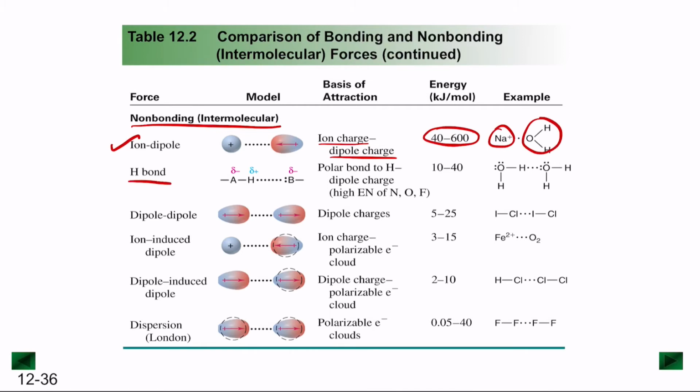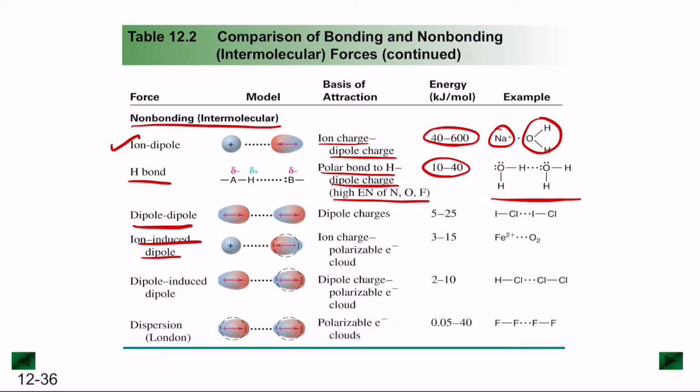Next we have hydrogen bonds. Hydrogen bonds arise from a polar bond to hydrogen and a dipole charge, involving highly electronegative elements: nitrogen, oxygen, and fluorine. They generally range from 10 to 40 and are generally found in polar molecules. Then dipole-dipole forces, where you have two different polar molecules.